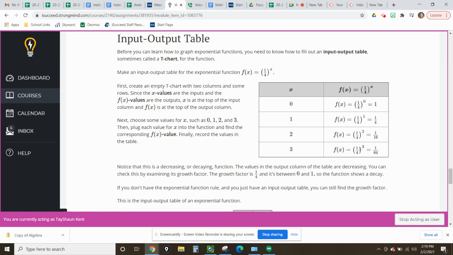If I plug in 3, you can just see what they did here. They put some numbers as inputs, and then they figured out what that equaled when they plugged it in. So notice that this is a decreasing or decaying function. The output column is decreasing. We started with 1, then 1/4, then 1/16, then 1/64. These are getting smaller and smaller. And that's what we would expect, right? Because this number, our growth factor, is between 0 and 1, which we know means decay.